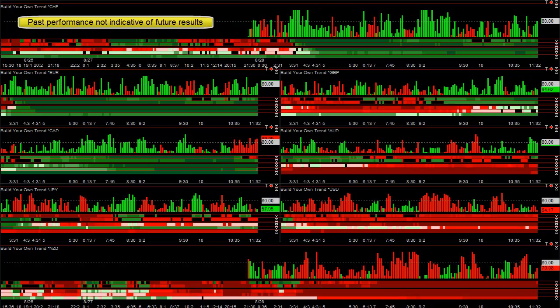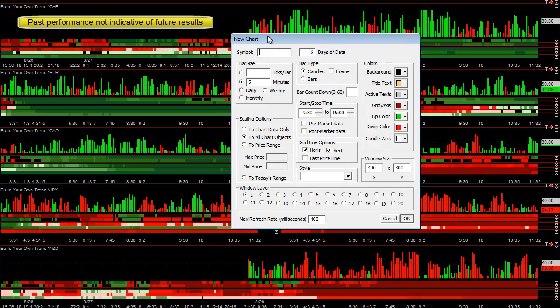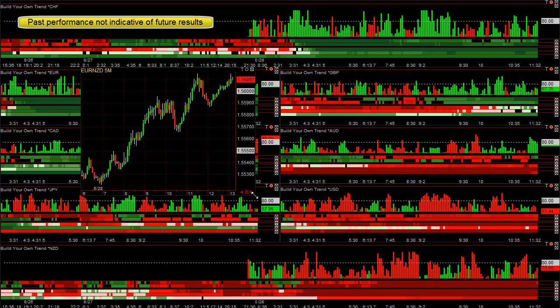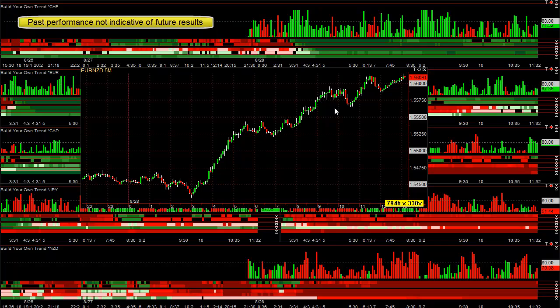These are not currencies that we typically leave running. You can take a look at the Euro New Zealand just very quickly on a chart and see that this thing's been trending up explosively all day.